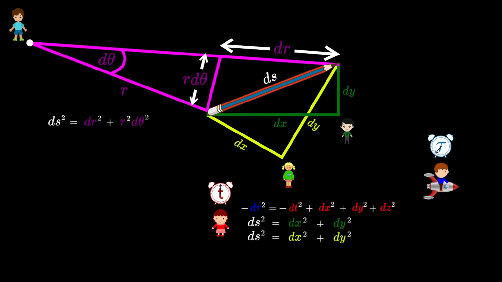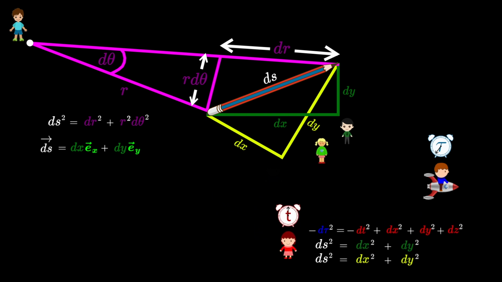Let's repeat these calculations using vector notation, because this will be instructive later. We see that ds equals dx ex plus dy ey, where ex and ey are unit vectors in their respective directions. They are also called basis vectors, because multiplying them by the change in their respective coordinates yields the length in that direction. Let's go ahead and find ds squared using these basis vectors.